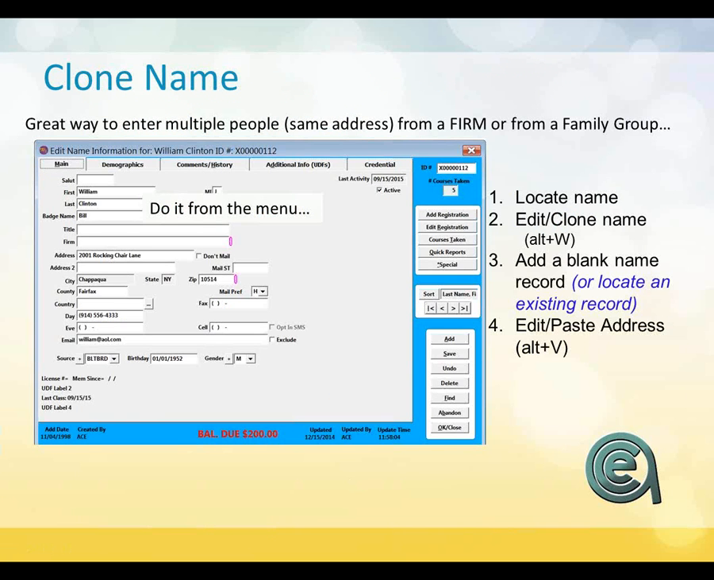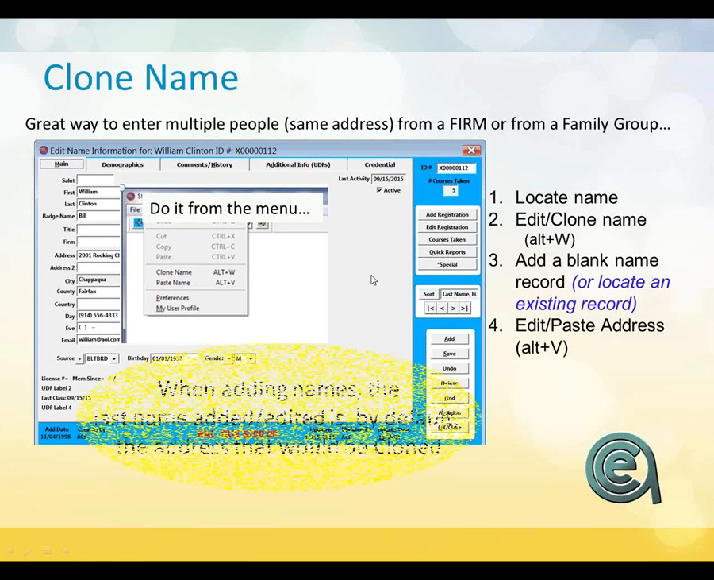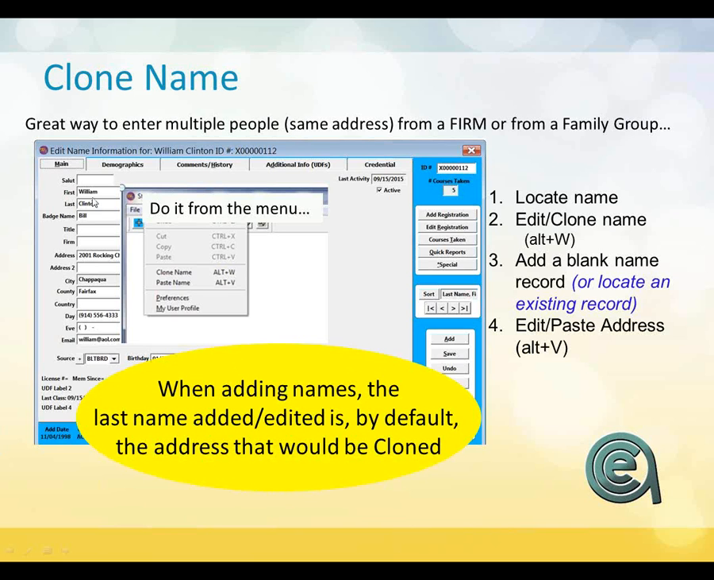Cloning a name is something that's been in Manager for years, but sometimes people forget about it. If you've got multiple people from the same address, from either a firm or a family group, you can pull up clone name from the menu. From the main menu, once you have a name open, you can see clone name Alt-W, paste name Alt-V. Whenever you add or edit a name, the last record that you worked on is by default pasted into a clipboard. So to reiterate, you locate the name, you either edit that name or manually clone it, you create a new blank record, or you can go to an existing record and update an address with edit paste address. The beauty of that is that it will automatically update the whole address for that record.